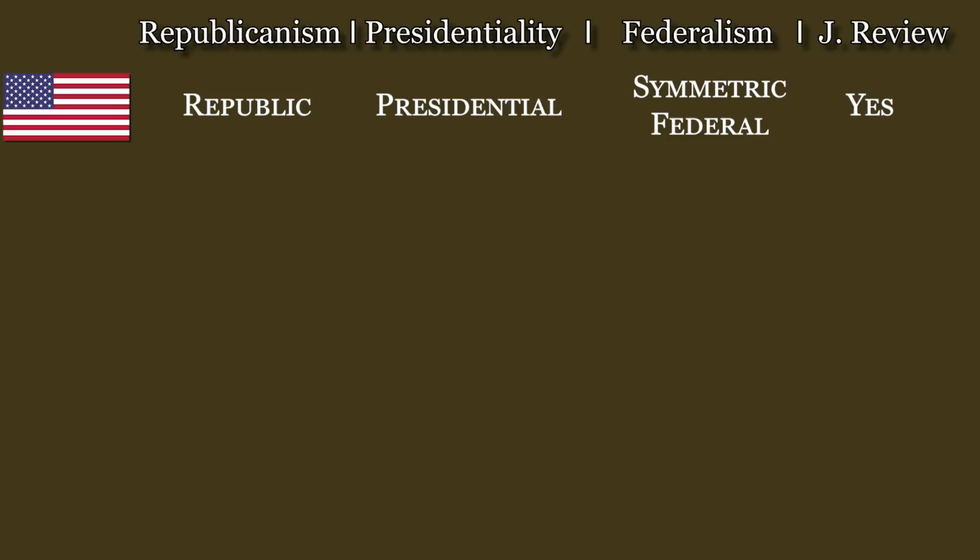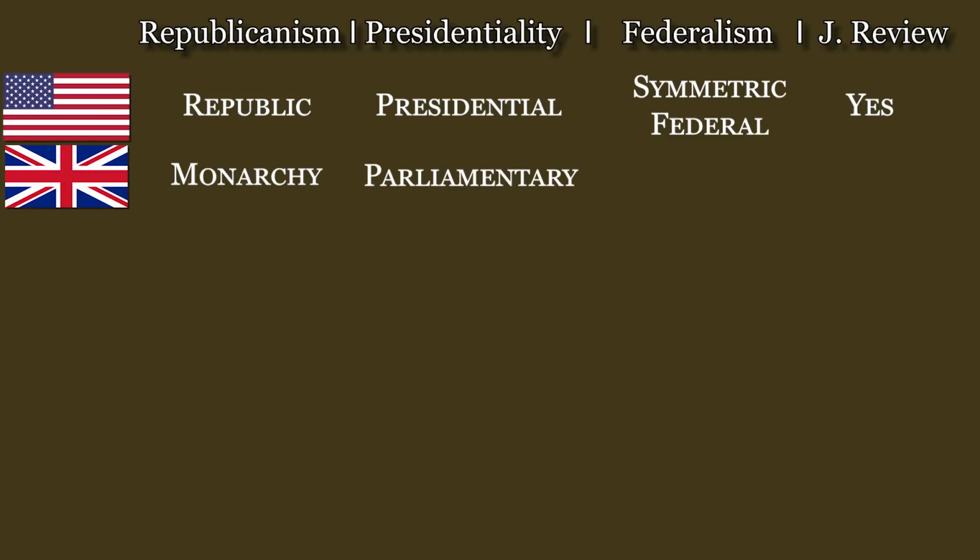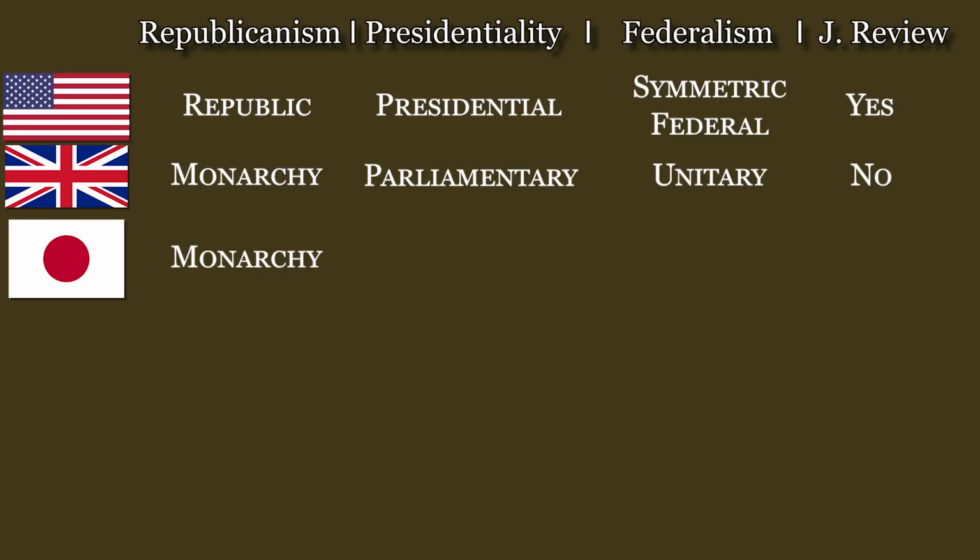The United States is a republic, it has a presidential system, it utilizes symmetrical federalism, and it does have a Supreme Court that can review Congress. The United Kingdom is a monarchy, it uses a parliamentary system, it is a unitary state, and the Supreme Court does not have the power to override the House of Commons. Japan is a monarchy with a parliamentary system, it is a unitary state, and the Japanese Supreme Court does have the power of judicial review.